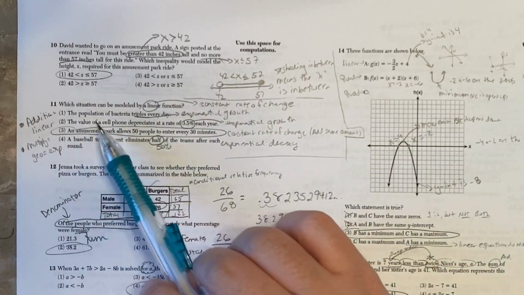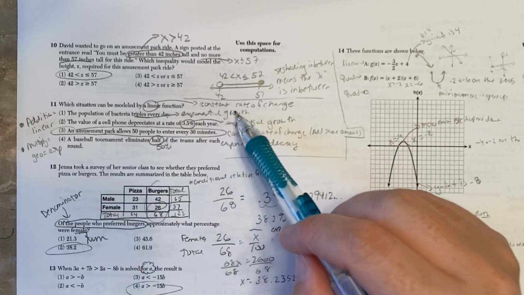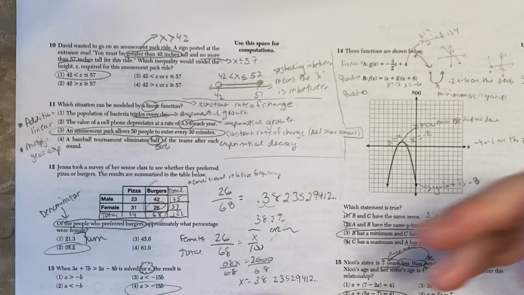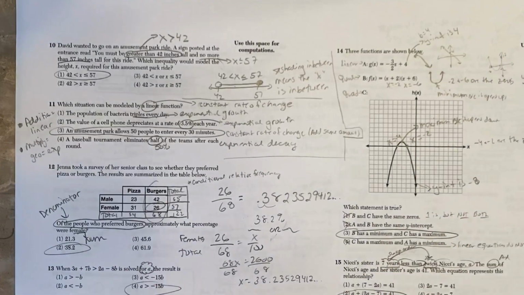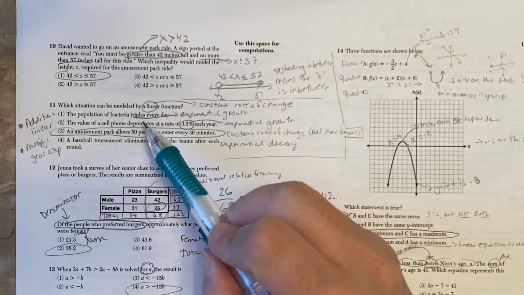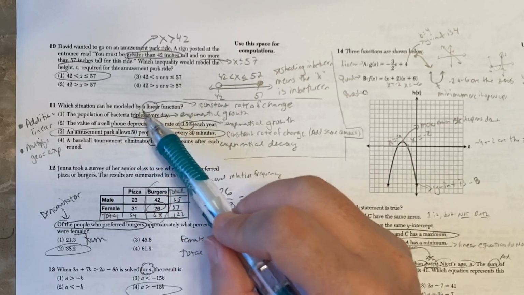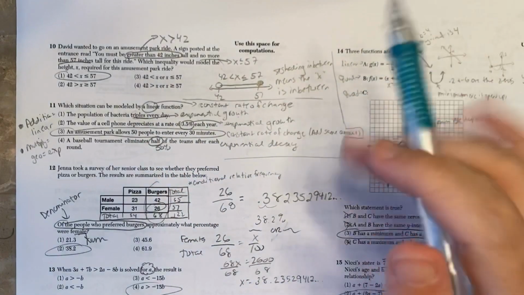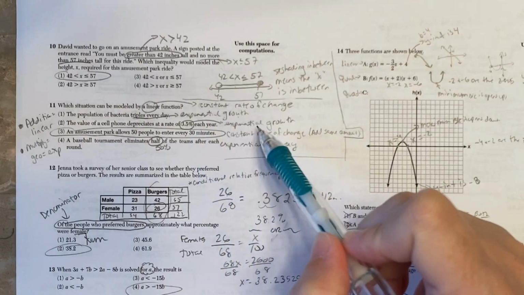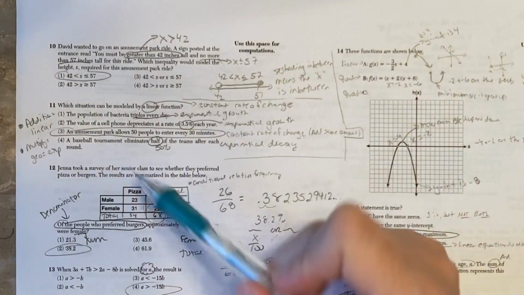All right, 11, which situation is linear? Linear is going to be your constant rate of change. So the same thing keeps happening every day, every minute, every hour, every week, whatever, has to be the same. Okay, so let's go through these. Population of bacteria triples. So triples is exponential growth. So that is no good. Anything with the percent, that's exponential. That is no good. I'm going to skip down to number 4.